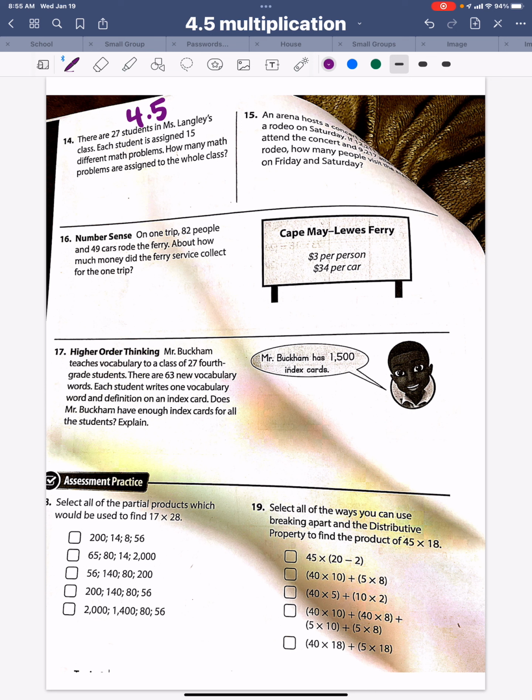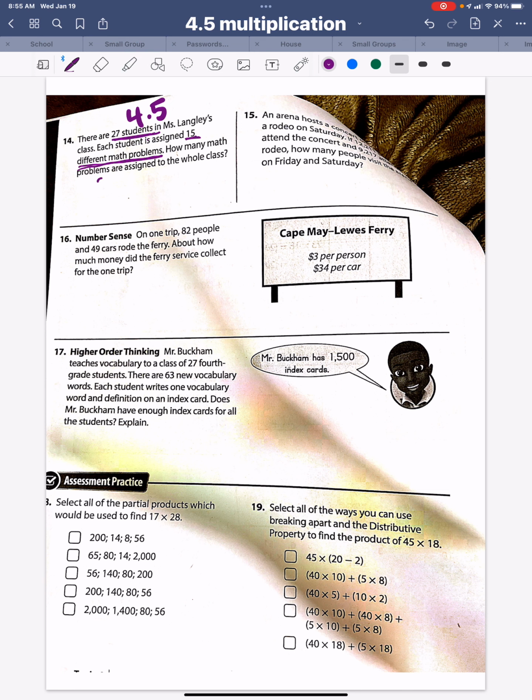So there are 27 students in Miss Langley's class. So I'm going to underline 27 students because that's important. Each student is assigned 15 different math problems. How many math problems are assigned to the whole class? So I got to read it again. Remember, you're going to have to read it 2, 3, 4, 5 times just to give you a good understanding. So there are 27 students. So I underlined 27 students because that's definitely important in Miss Langley's class. Each student is assigned 15 different math problems. How many math problems are there in all?